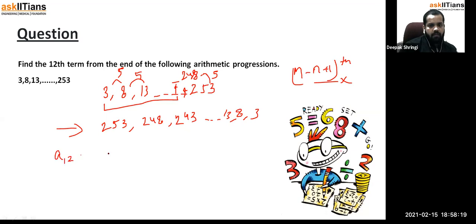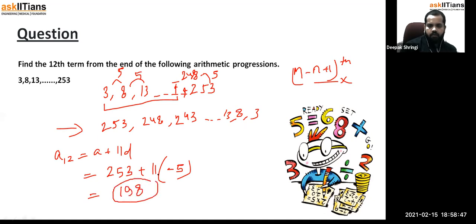The 12th term is nothing but a plus 11d, by having the formula for the nth term, right? So you need to find out the 12th term. What is a? A is 253 plus 11 into d. What is d? D is your minus 5. So 11 into minus 5 will be minus 55. So it will be your 198.